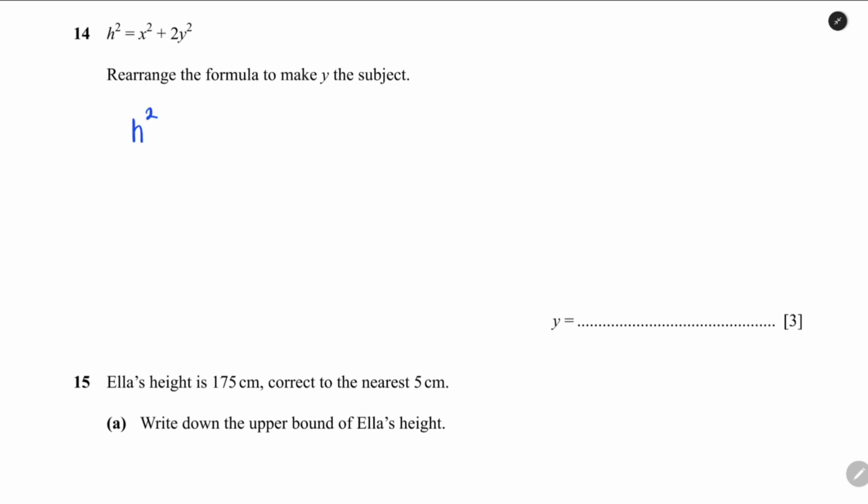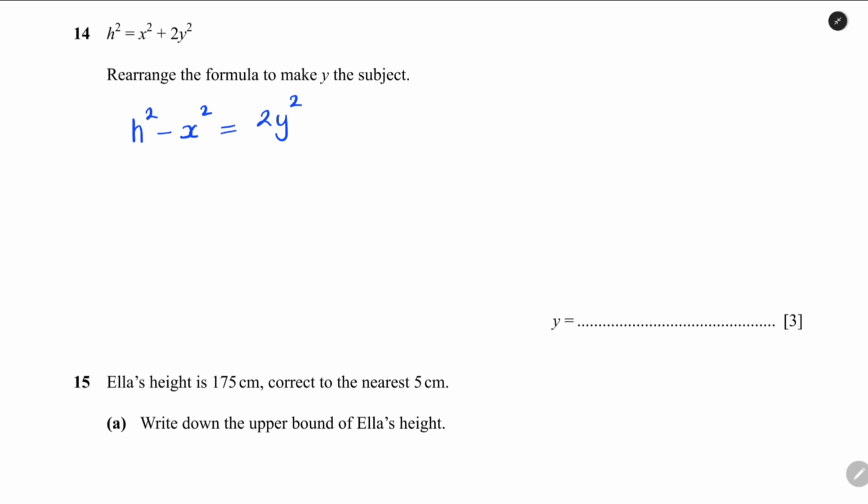I'm going to move x squared to join h squared. It was positive, it's going to become negative. h squared minus x squared equal to 2y squared. All right. Then what else is disturbing our y? It's been squared, that is closer home, and it's doubled.